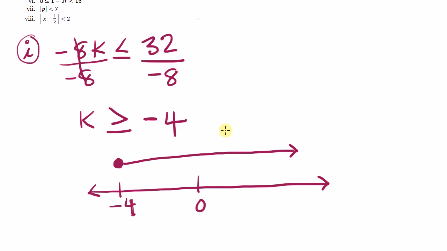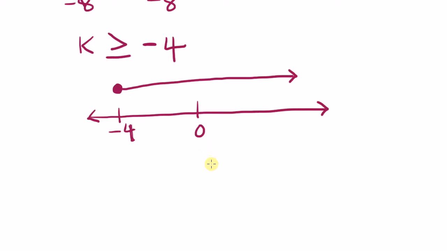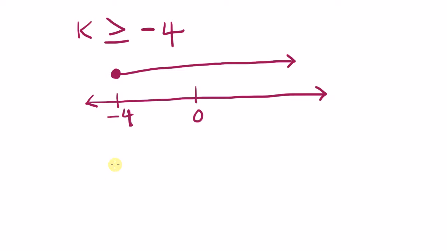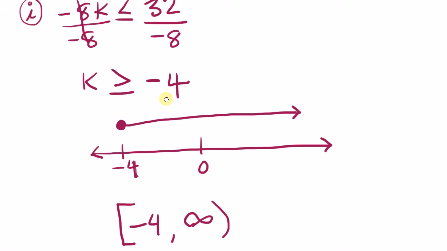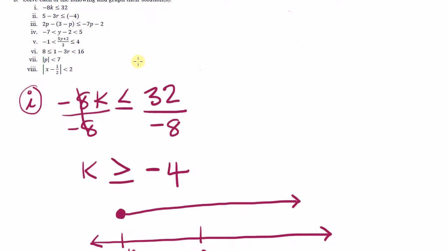Let's do these in interval notation as well, so we can get some practice with that. Okay, so my solution is, and I'm just going to translate it right from this graph. So we're going to start with negative 4, and it's included in the solution set, and we're going to go to where? Infinity and beyond. So there we go. That's the solution set in interval notation, and this is the graph of the solution set for the inequality negative 8k less than or equal to 32.